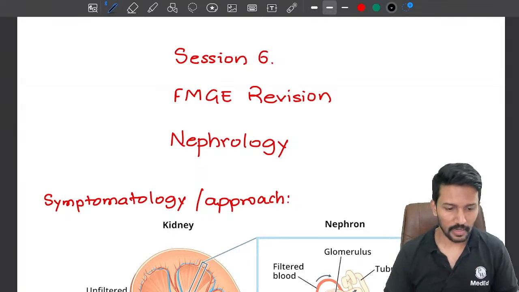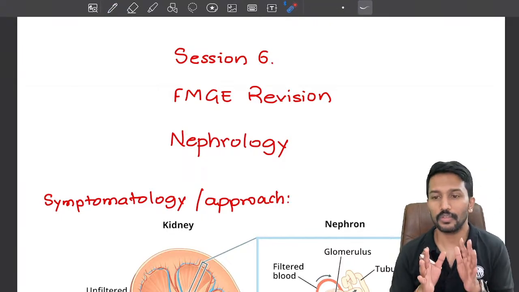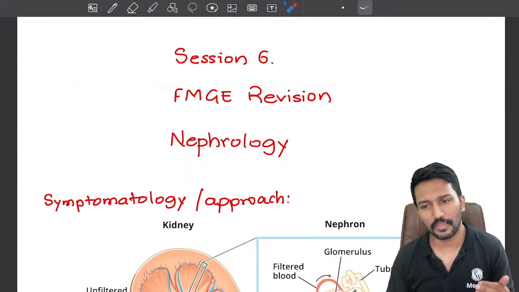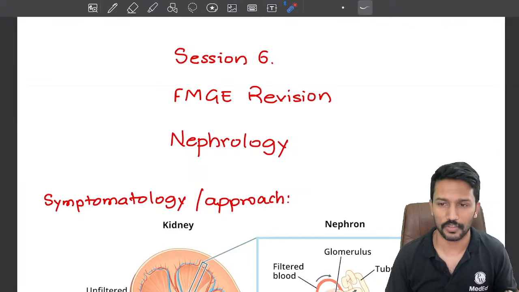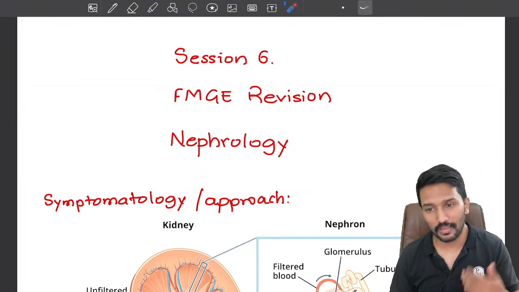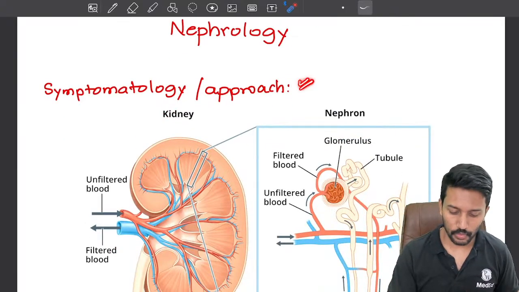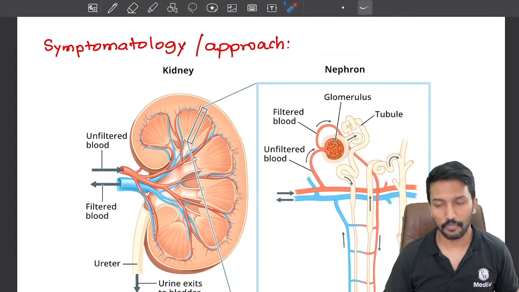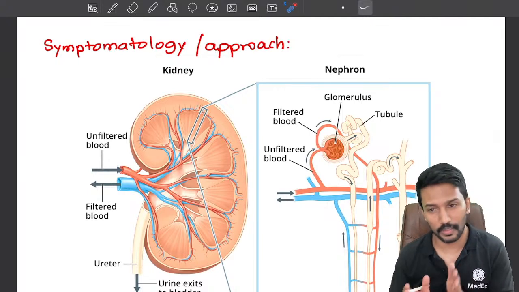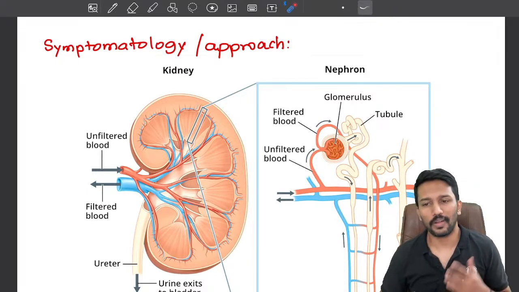Okay. So let me start now with the basic understanding, right? Because nowadays questions from any system are coming in terms of clinical questions. We need to identify the disease first from the clinical story, and only then we will be able to answer the question. So the symptomatic approach is going to be very important. Even if you're fresh with nephrology or you're good with nephrology, the next 10 minutes are going to be important for us. Now, first of all, what is the kidney?